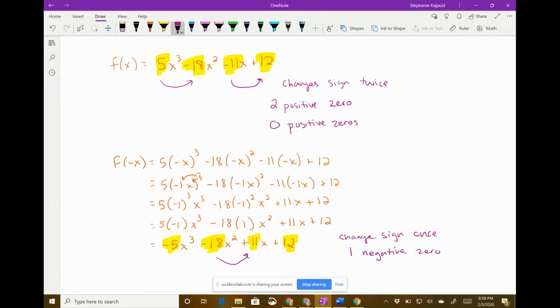Makes sense. And so that's what Descartes' rule of signs gives us. And then that allows you to kind of narrow down when you're trying to find factors. It kind of helps you narrow down what numbers you should try.